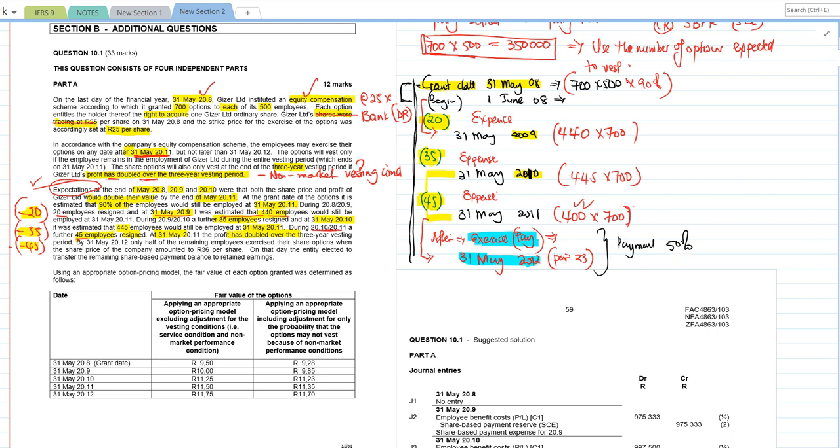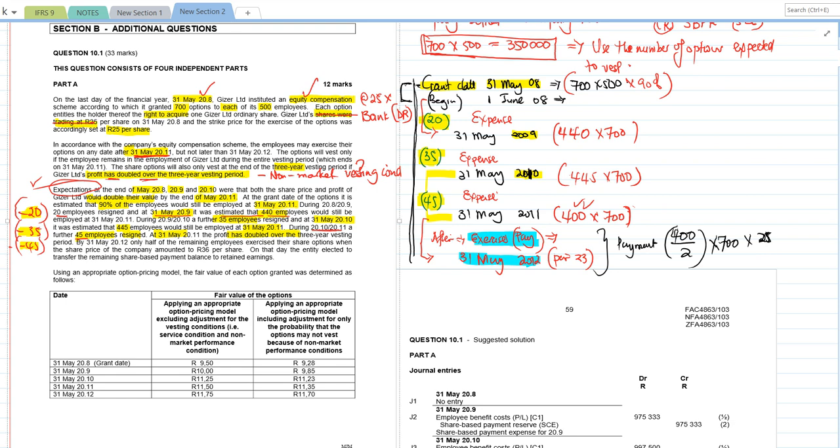So I can divide the number of employees, or I can divide the amount of the share-based payment reserve that is available on that date. So the number of employees that are there right now is 400, divided by 2, multiplied by 700 options. These are the number of options exercised. So I need to know that they paid, remember, 25 Rand in the bank. Because we said the exercise price was what? 25 Rand. Okay, so this part here, very, very clean.